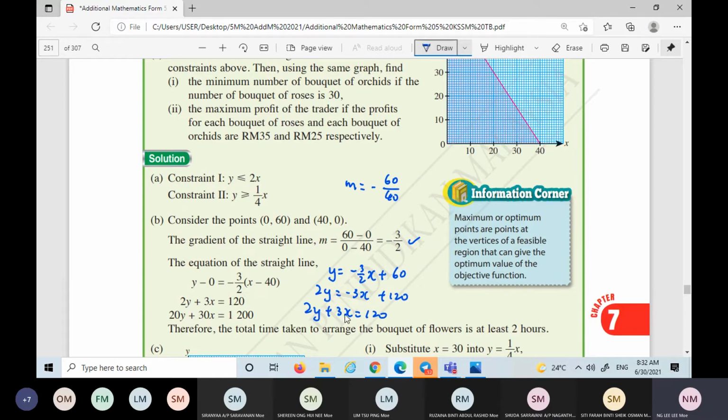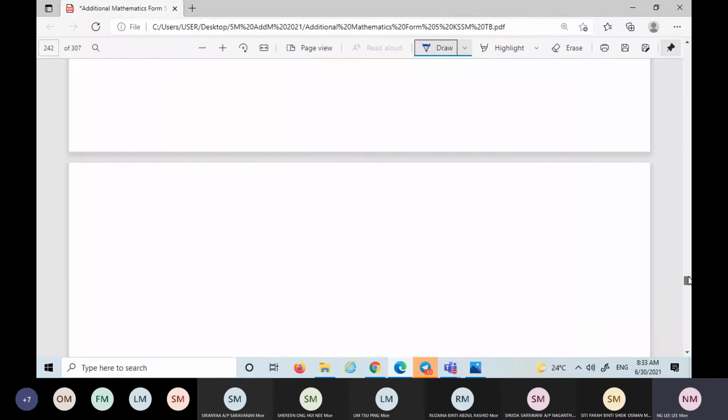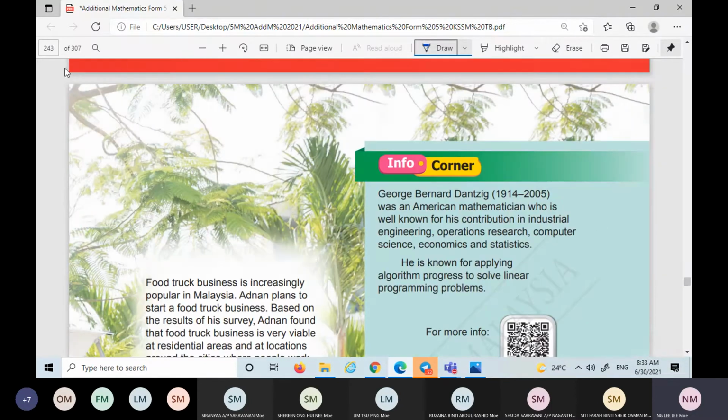20 minutes is for the roses, so it should be 20 times x, but here it is 20 times y. Let us change the question already. The question is wrong. For roses it is 30 minutes. Correct or not? Because x is roses. Someone help. Yes, correct. Okay, so change the question.